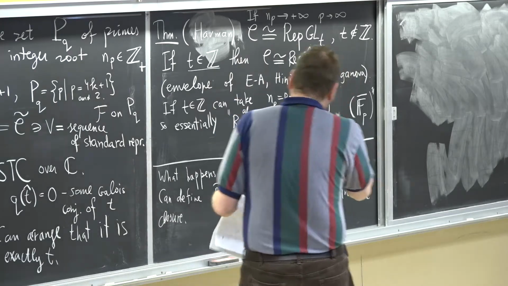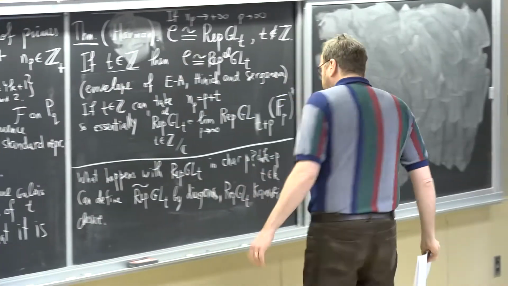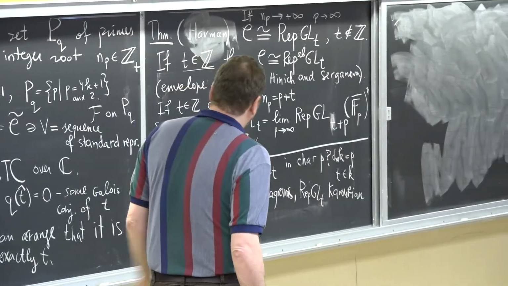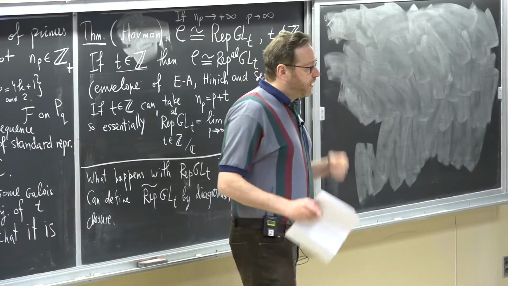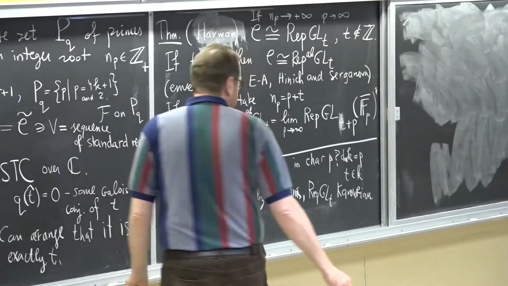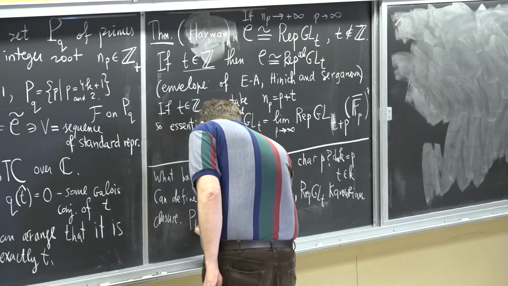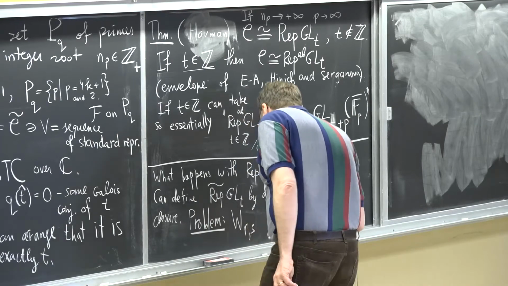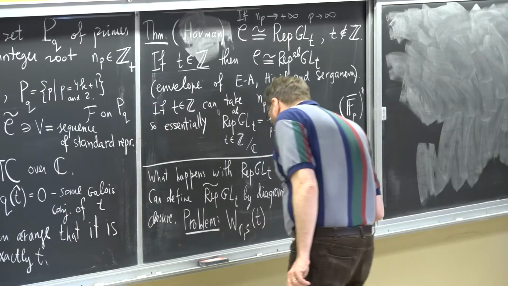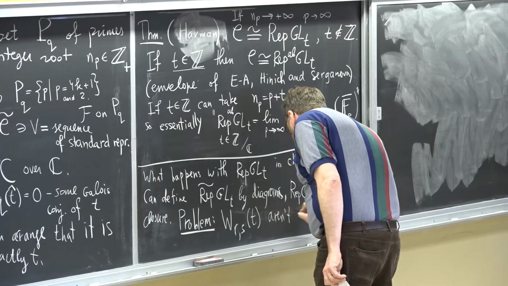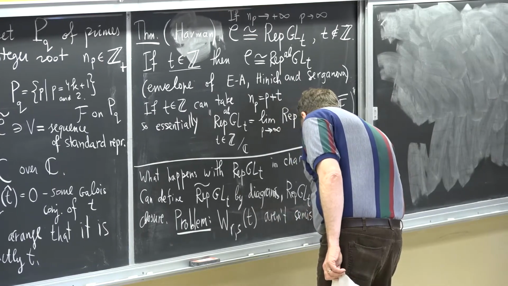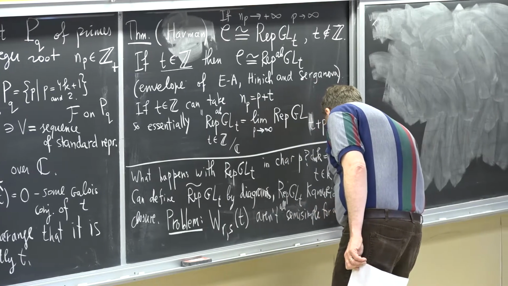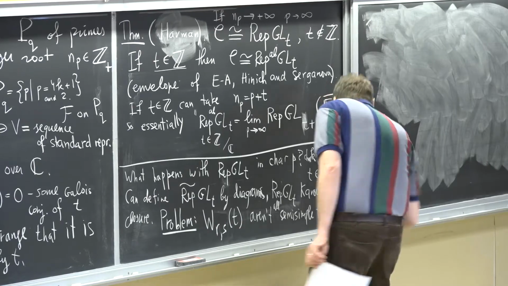And then what we got in the case of complex numbers is that for generic t, namely for t not an integer, the category Rep GL_t was semi-simple. That was because the Walled Brauer algebra was semi-simple. But the problem here is that the Walled Brauer algebras W_{r,s}(t) aren't all semi-simple, for any value of t. So there is no such value.